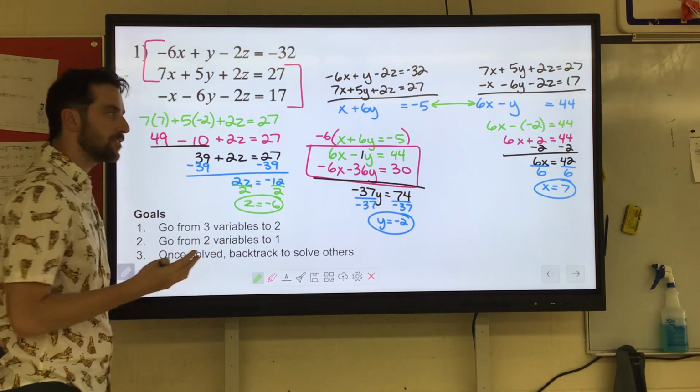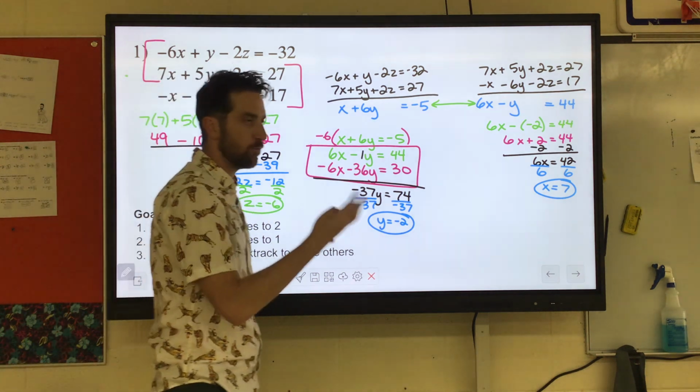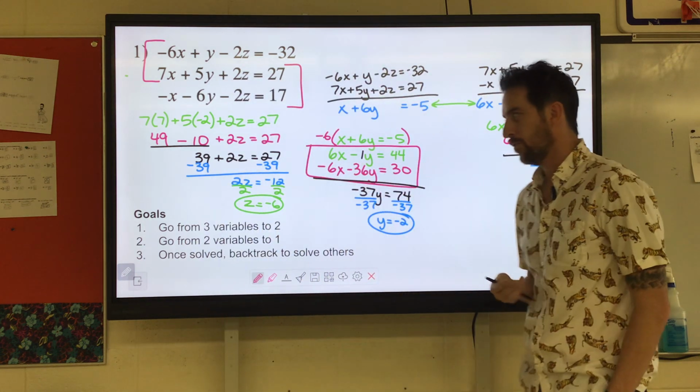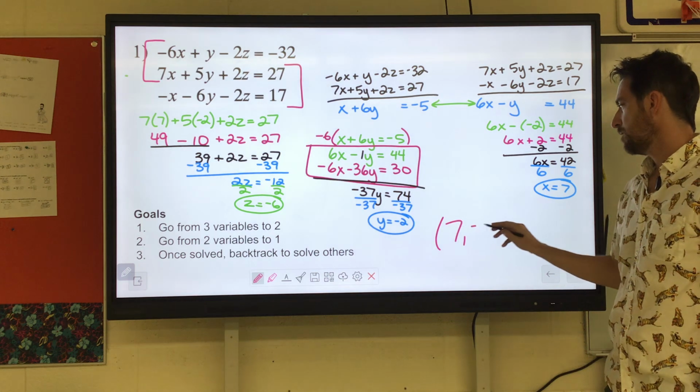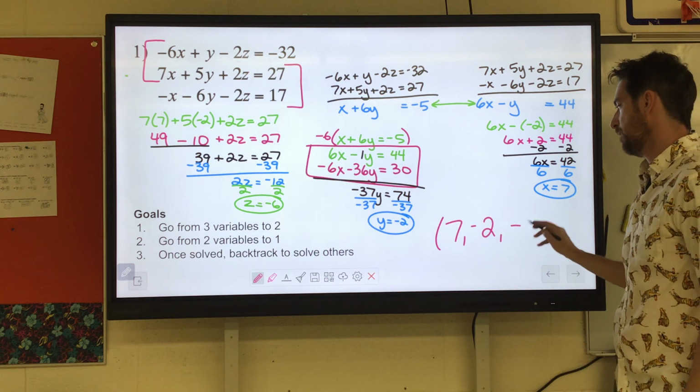Now we are going to write this like a coordinate. Usually it was like x, y. We're just going to put them in alphabetical order. So we're going to put x, y, z. So our x was 7, our y was negative 2, and our z was negative 6.